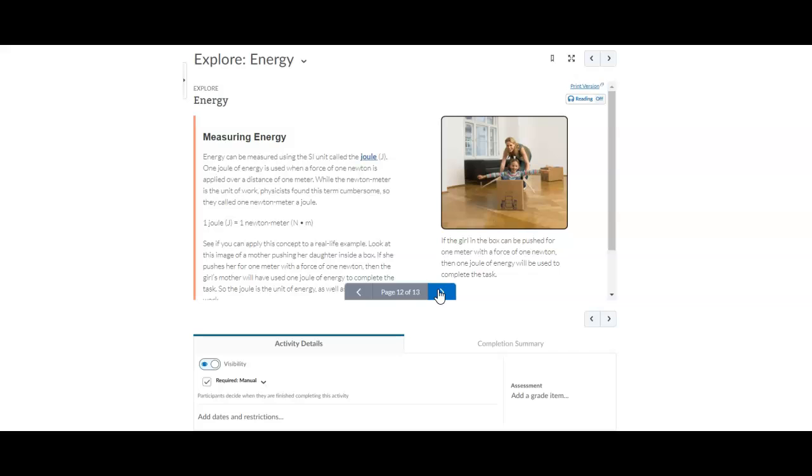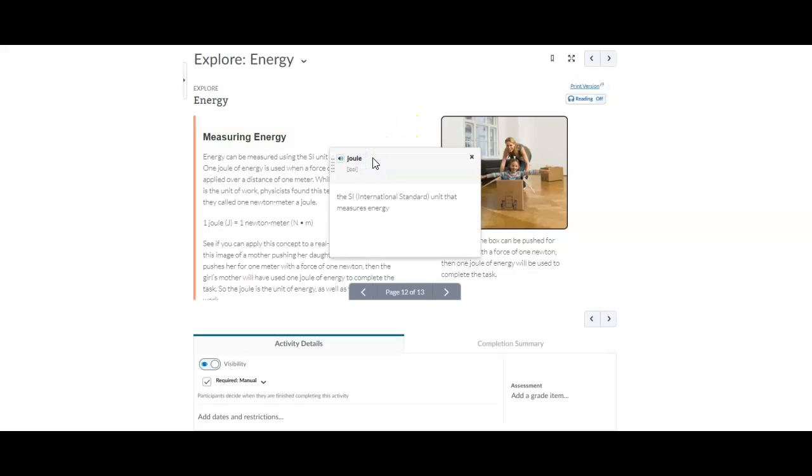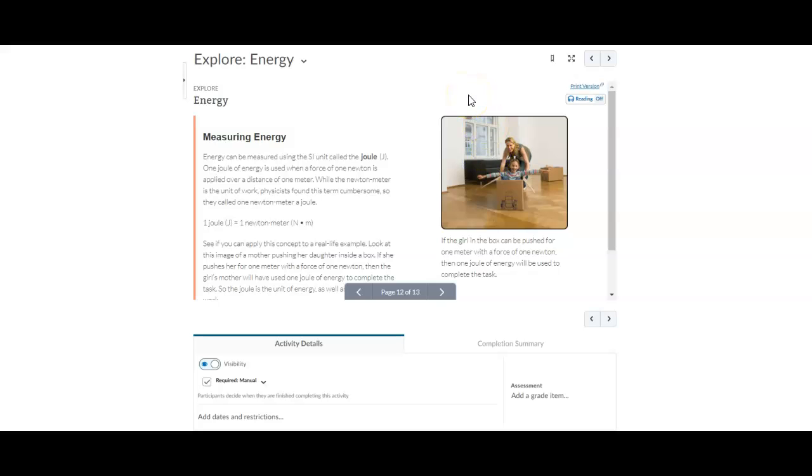How do you measure energy? So energy can be measured using the SI unit called a joule. Okay, so I would write out the word and the abbreviation. It is a capital J. So make sure you know it is the SI unit that measures energy. 1 joule of energy is used when a force of 1 Newton is applied over a distance of 1 meter. So it is important to write out that formula.